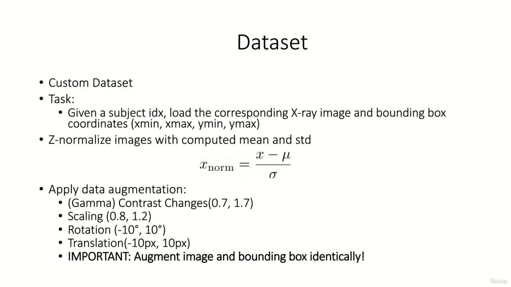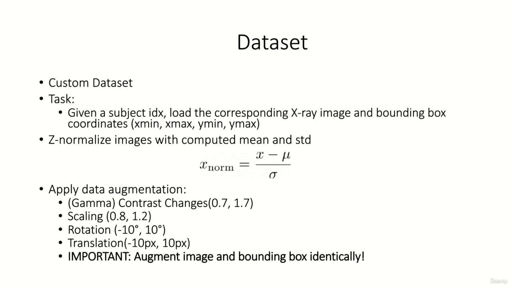Regarding the augmentation pipeline, we use random contrast changes, as in this case, when augmenting the contrast of an X-ray image, we don't change the position of the heart. Additionally, we use random scaling, rotations, and translations. Of course, we need to absolutely make sure that we augment X-ray image and bounding box in the same way. We cannot simply move the image 10 pixels to the left without moving the bounding box with it. The imgaug library supports us in performing those identical augmentations.